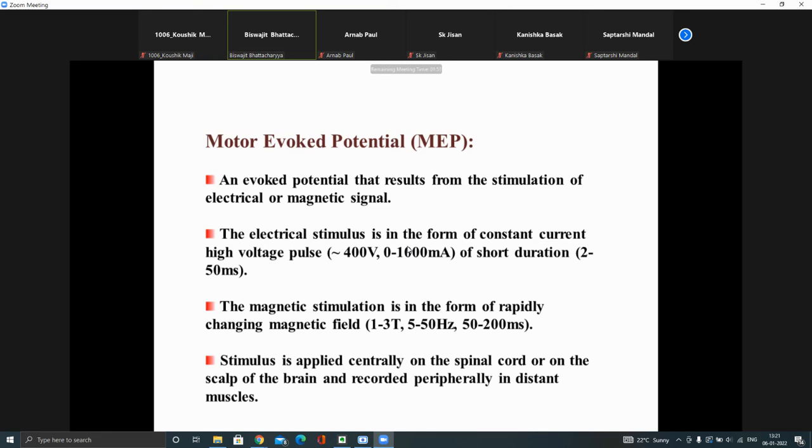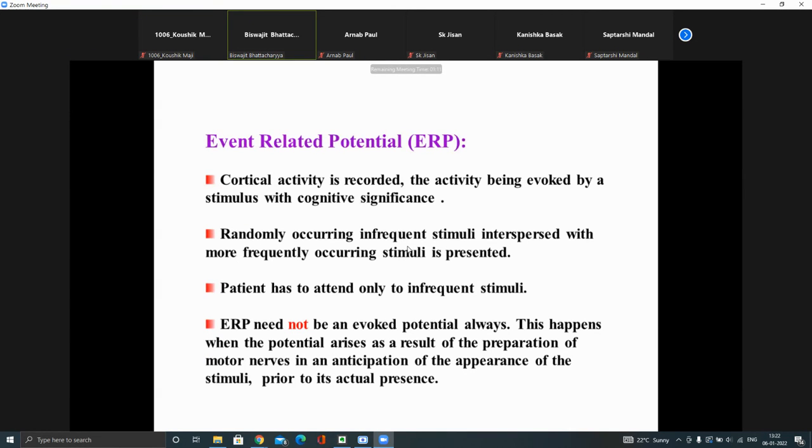So our electric or magnetic stimulation will be applied centrally on the spinal cord or on the scalp over the brain, and it will be recorded peripherally in a distant muscle. So it will be captured at some remote location, at some distant muscle. The muscle behavior will be studied and it will be judged whether the information can be transmitted easily throughout the nerves and pathways. So that is motor evoked potential.